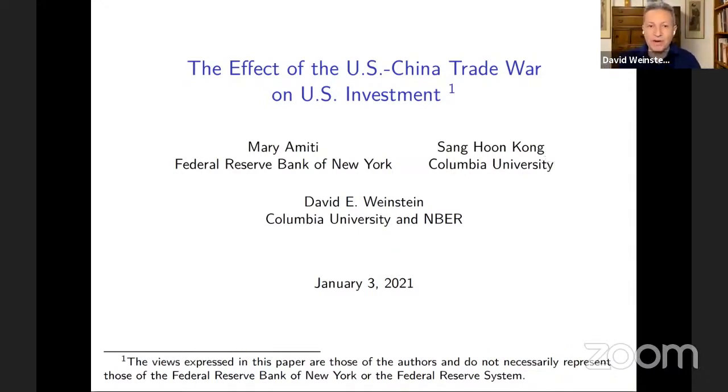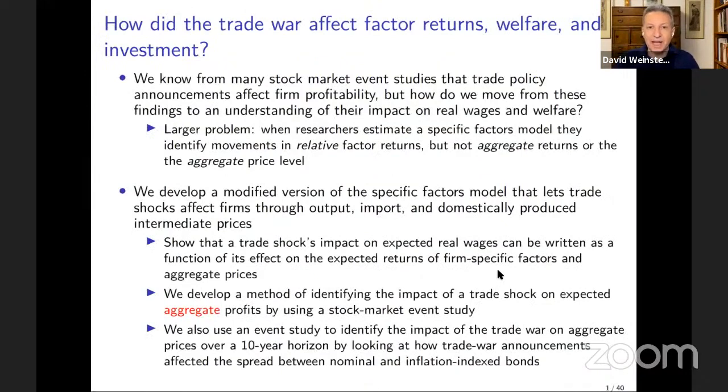This is joint work with Mary Amiti at the Federal Reserve Bank of New York and Sang-Hoon Kang, who's a graduate student at Columbia. And the usual Fed disclaimer applies. So the question that we're trying to get at in this paper is, how did the trade war affect factor returns, welfare, and investment in the US economy between 2018 and 2019?